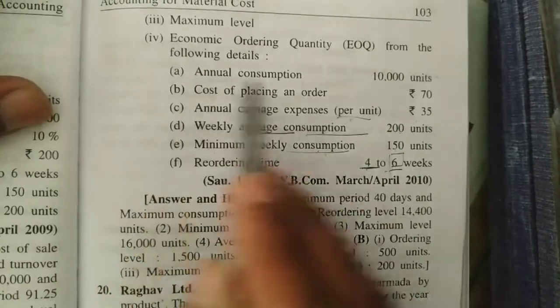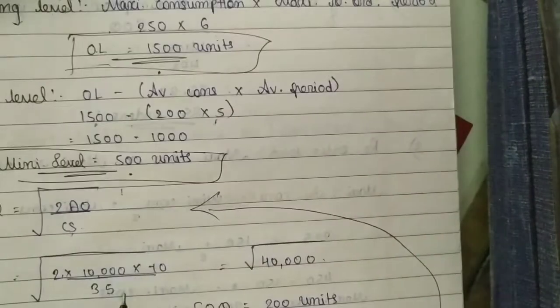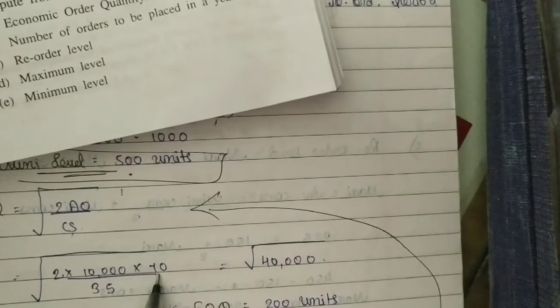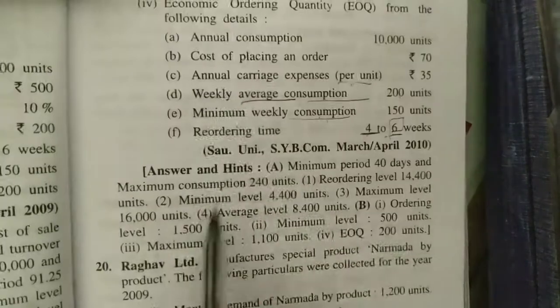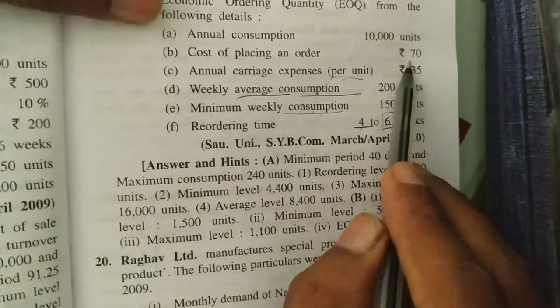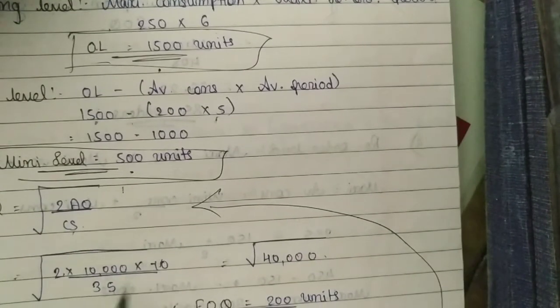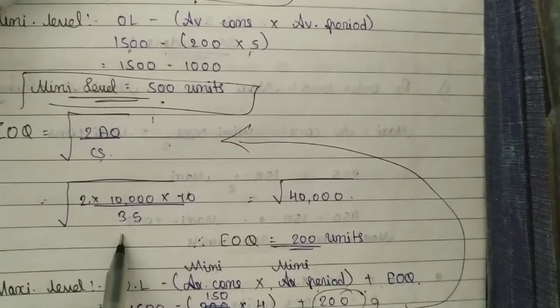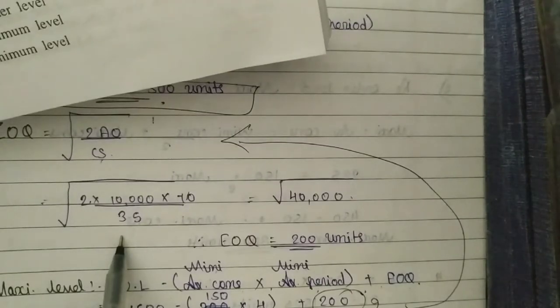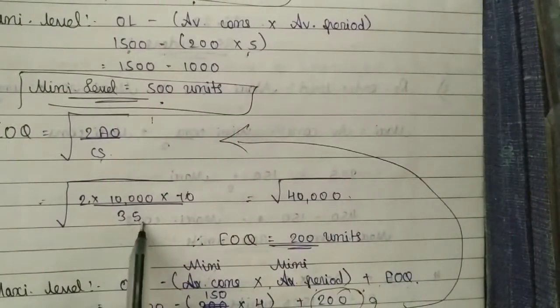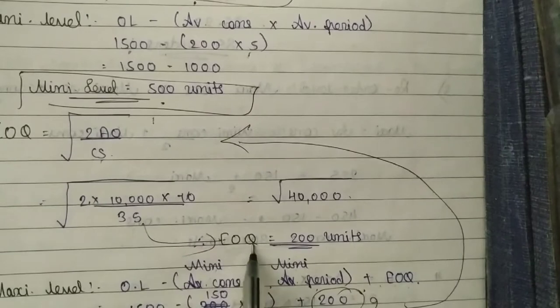Annual consumption. Let's see, is annual consumption given in the question or not? Yes, 10,000 units multiplied by the ordering cost, that is the cost of placing an order, 70 rupees, multiplied by 70, divided by CS, which means carrying or storage cost, already given as annual carrying expense, that is 35 rupees, divided by 35. The answer of that particular solution is EOQ of 200 units.